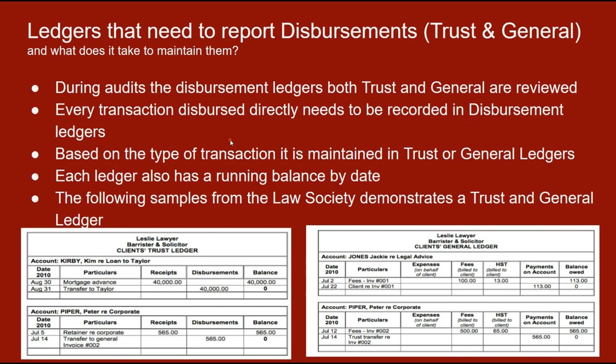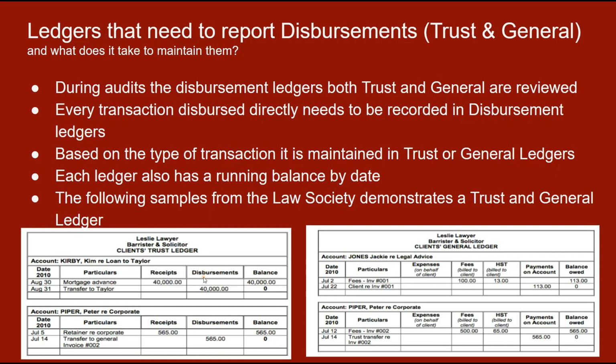When it comes to disbursements, you do have the disbursement ledgers for both your trust account and the general account that are going to be reviewed to show that trail. Every transaction that's recorded or disbursed, as the legal or accounting lingo goes, needs to be recorded in these ledgers. Whether that transaction originated using the trust account or the general account will determine which ledger it is recorded under. Very straightforward. And like all ledgers, the disbursement ledger also has a running balance by date.